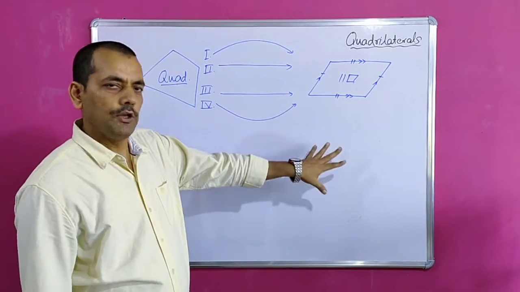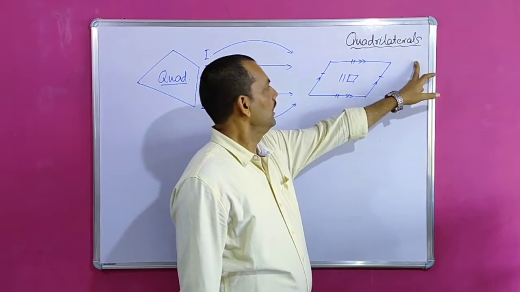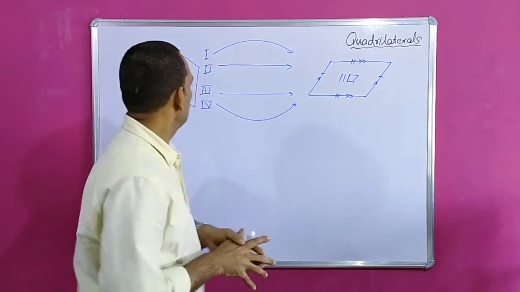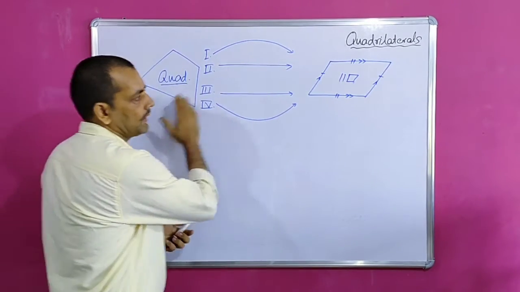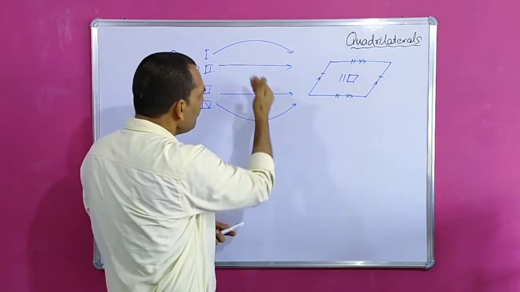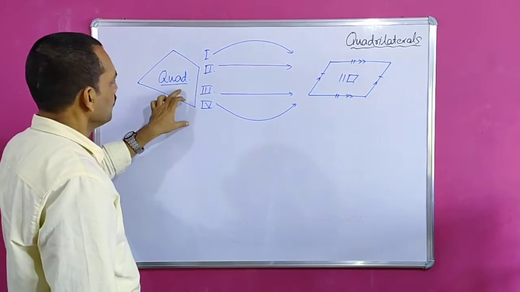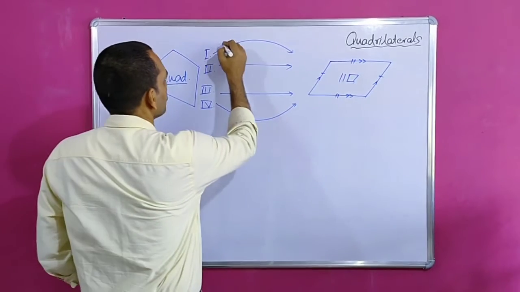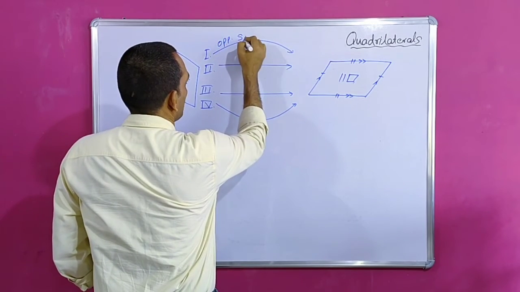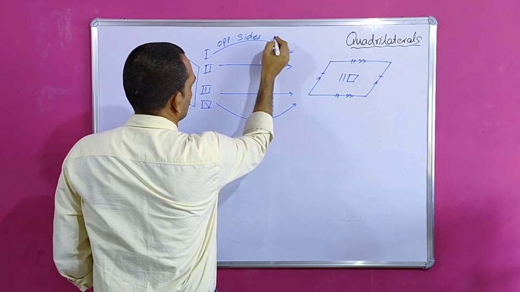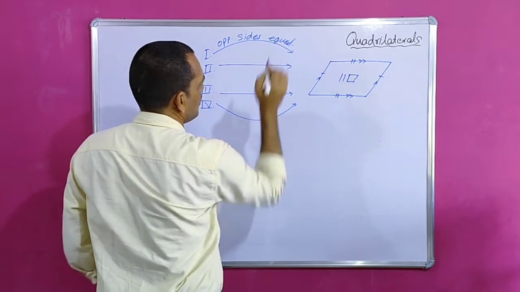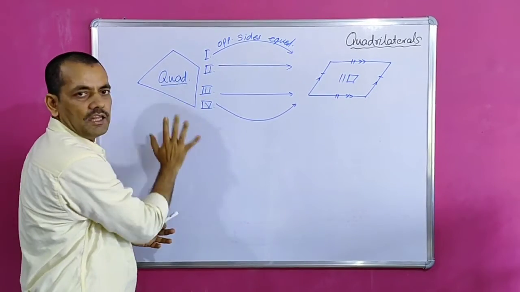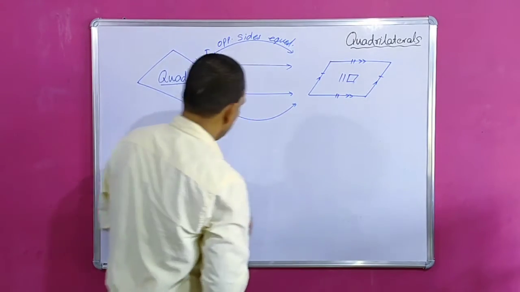Continuing from the previous video on quadrilaterals, here we will discuss parallelograms. Now, there are 4 different possibilities where a quadrilateral will be a parallelogram. The first one: opposite sides equal. It means if the opposite sides of a quadrilateral are equal, it will be a parallelogram. How? Let's see that.